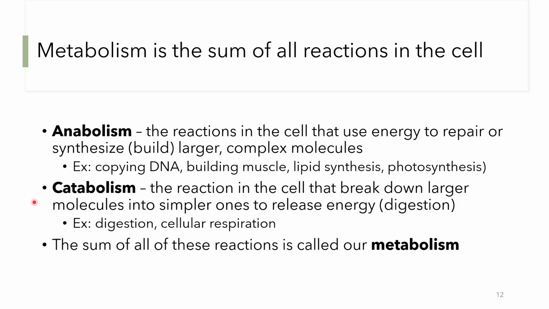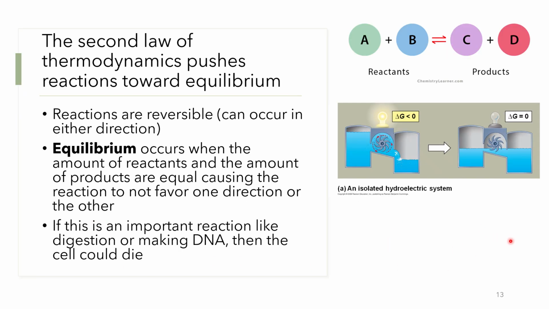Catabolism, this is all of the reactions in the cell that break down a larger molecule into a simpler one to release energy. The primary example here is digestion. Another example is what we're going to talk about in class, which is cellular respiration, how we make our ATP from our food energy. So all of our anabolic reactions, all of our catabolic reactions, add them all up, and we call it metabolism.